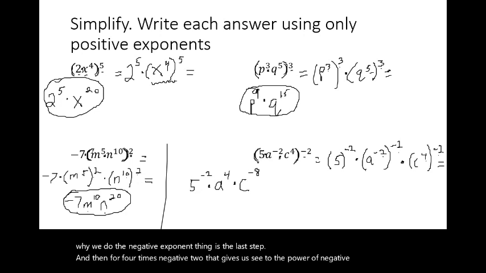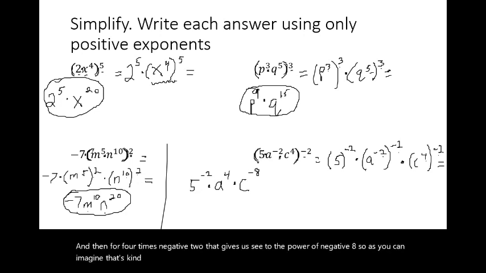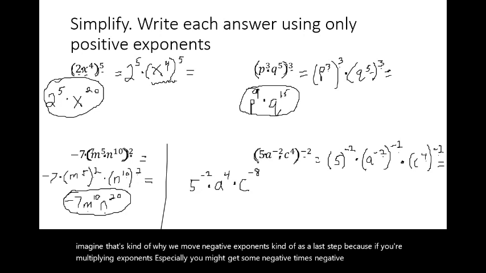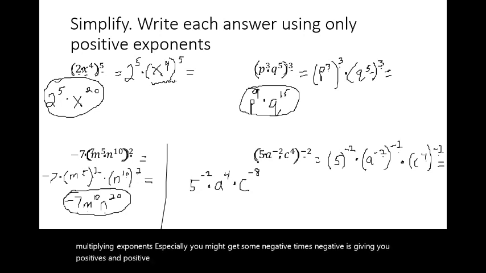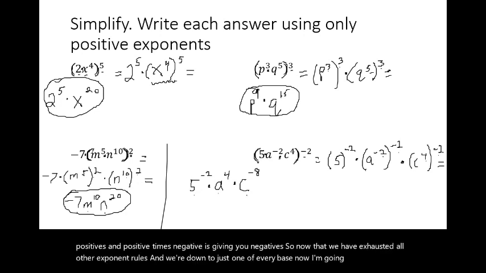So as you can imagine, that's kind of why we move negative exponents as a last step, because if you're multiplying exponents especially, you might get some negatives times negatives giving you positives and positives times negatives giving you negatives. So now that we have exhausted all other exponent rules and we're down to just one of every base, now I'm going to worry about the negative exponents.